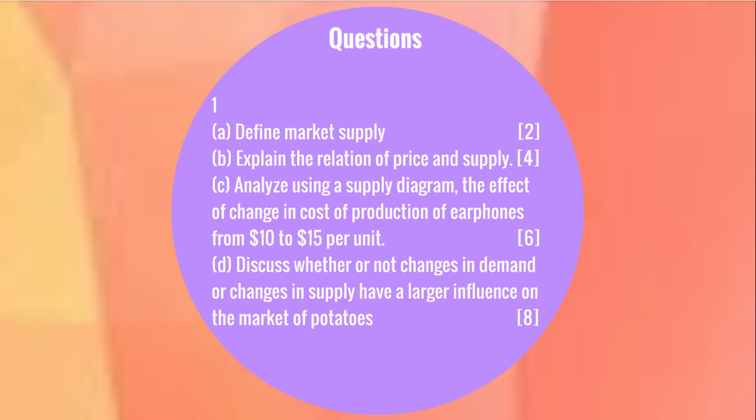Effects of change in cost of production of earphones from $10 to $15. This means that the cost of production has increased by $5. So this will make the production level more expensive, hence reducing the supply of the earphones. Change in demand or change in supply have a larger influence on market of potatoes. So if there is a change in demand, what will be the effect on market of potatoes, and if there is a change in supply, then what is the effect on market of potatoes?